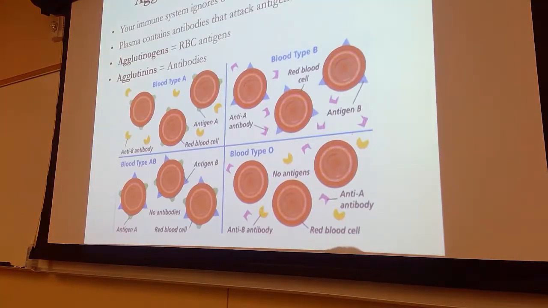And some people are sitting here going, wait, I'm fairly certain you should have described another agglutinin. What about anti-O antibodies? No such thing. You can't make an antibody against nothing.